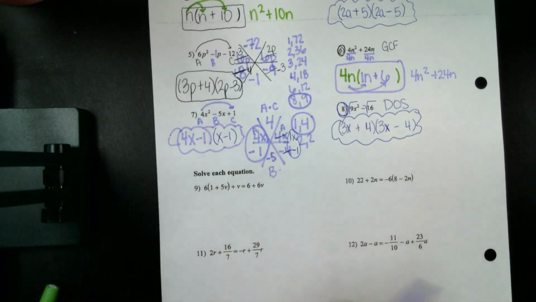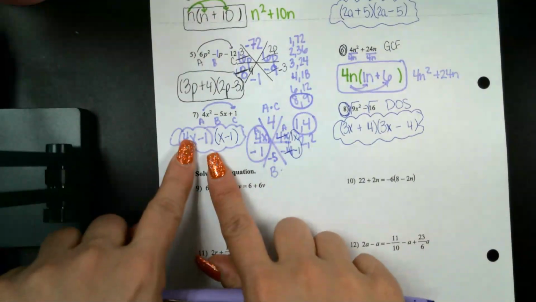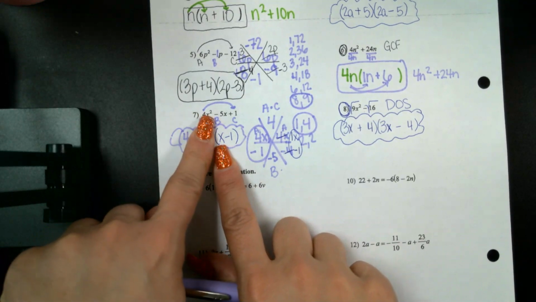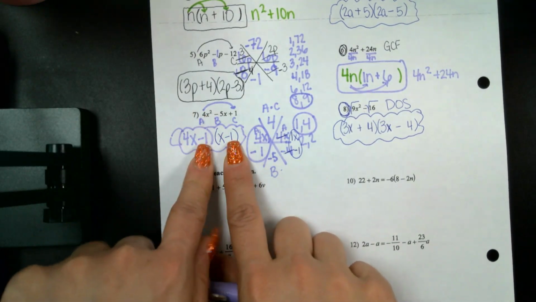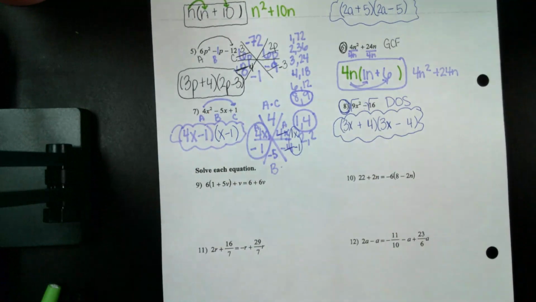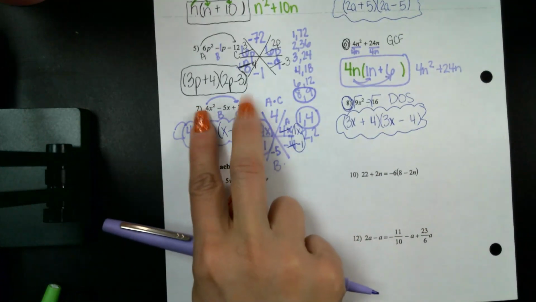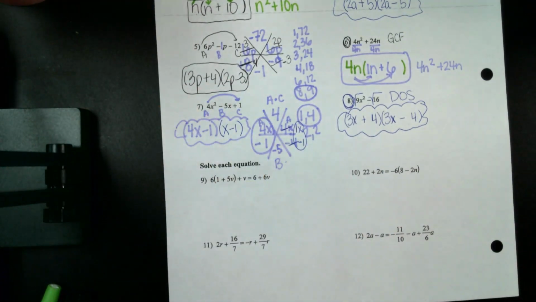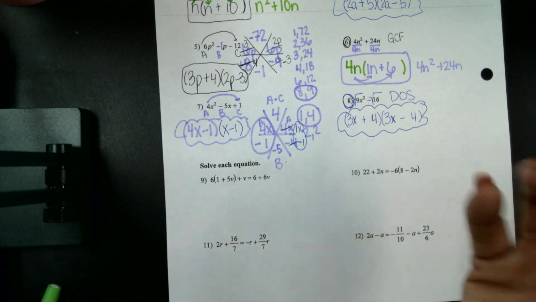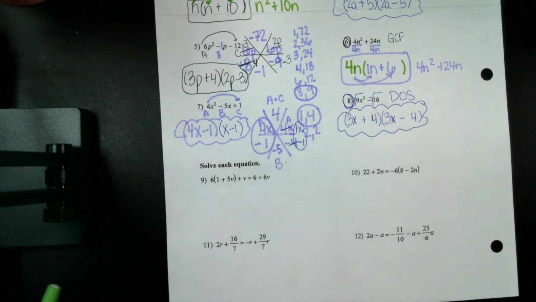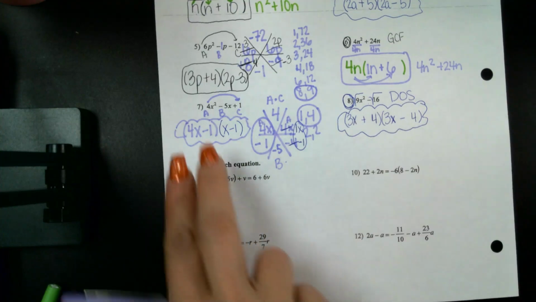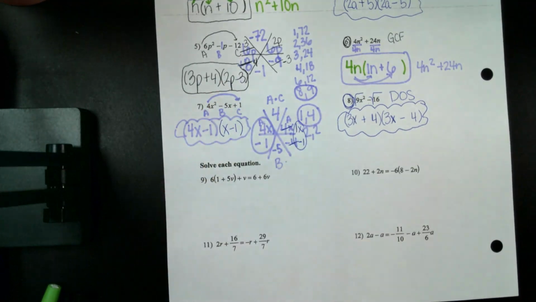And again, just watch real quick for me. 4x times x, 4x squared. -1 times -1, +1. As long as I get those two, the front and the back, I'm pretty confident that I did it right. So just check yourself at the end. I know a lot of you in math, once you're done with a problem, you just want to move on. You want to forget about it, but just check it real quick. It doesn't take long. Multiply, multiply, make sure it matches. Okay? We only have one problem left, and then we're going to be done for today.